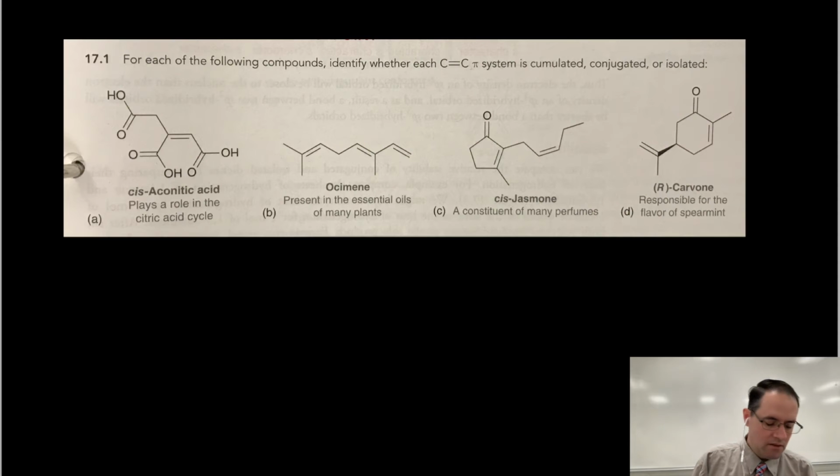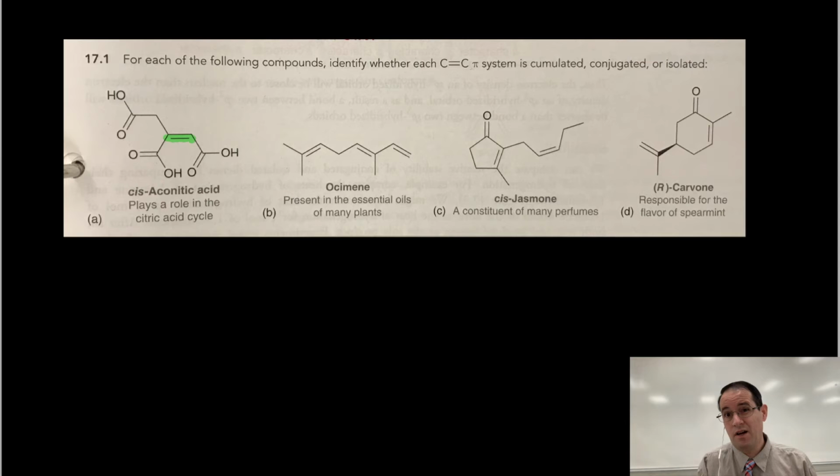So let's take a look at this problem here so we can understand what we need to be able to do. So this is problem 17.1 in Klein's Organic Chemistry 2nd edition textbook. For each of the following compounds, identify whether each C double bond C pi system is cumulated, conjugated, or isolated. So we want to identify, maybe I'll use a green highlighter here, the carbon-carbon bonds here, okay? So this is a carbon-carbon bond, okay?